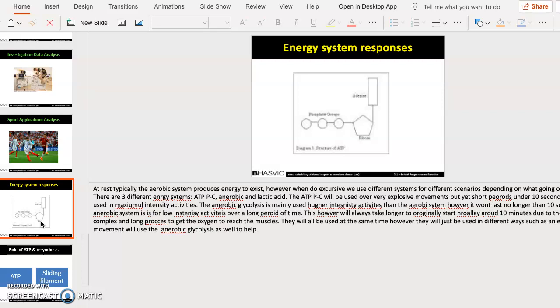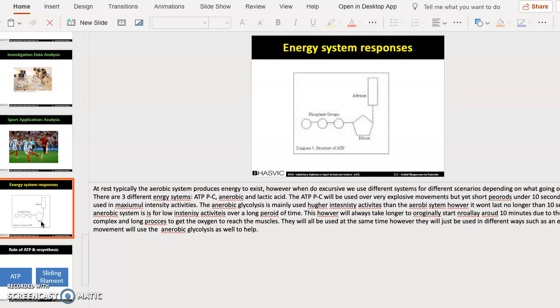At rest, the aerobic system produces energy to exist. However, when we do exercise, we use different systems for different scenarios depending on what's going on. The three types of energy systems: ATP-PC, the aerobic system, and lactic acid. The ATP-PC is used for very explosive movements, but only short periods under 10 seconds. This is mainly for maximal intensity activities.